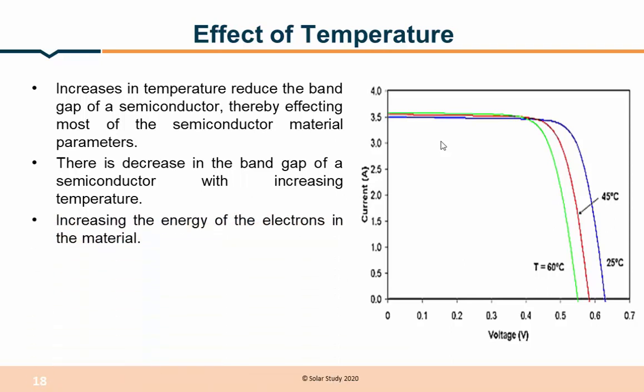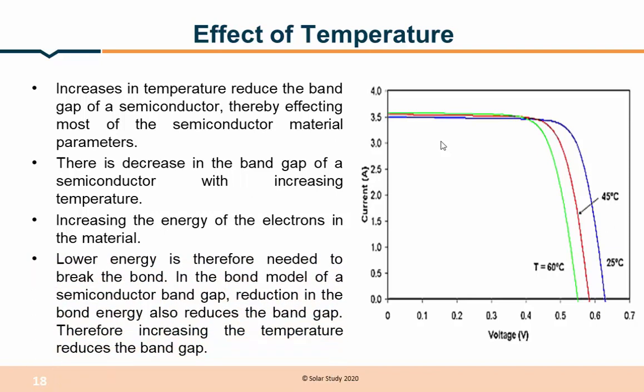So this effect of temperature also decreases the band gap of the semiconductor, and by this increases the energy of the electrons in the material. So a lower energy is needed to break a bond. When it comes to the lower energy, it is difficult to break a bond. So that will be the effect of temperature. Finally, when temperature increases, the band gap will reduce. So in that case voltage will decrease as temperature increases.